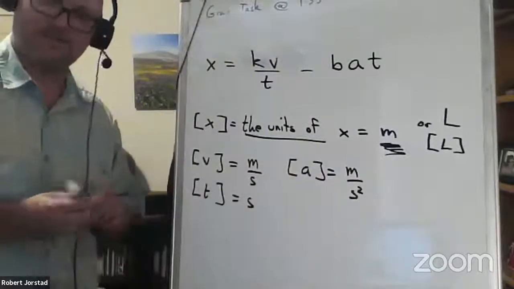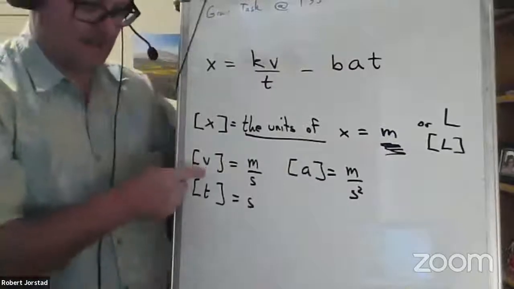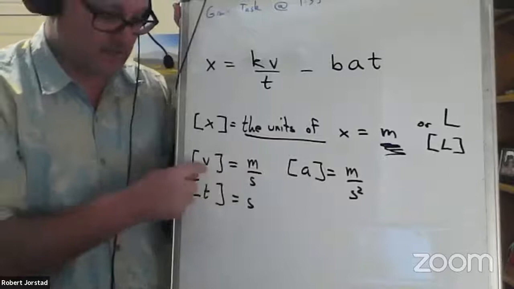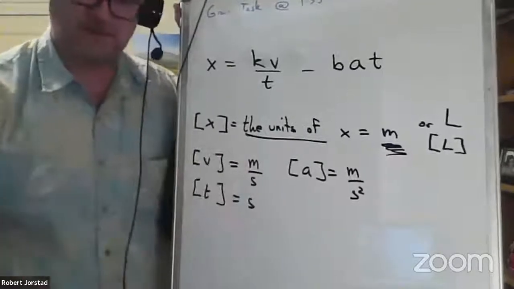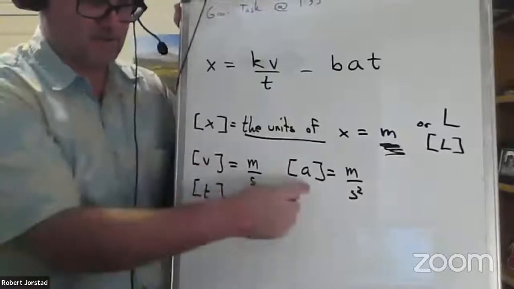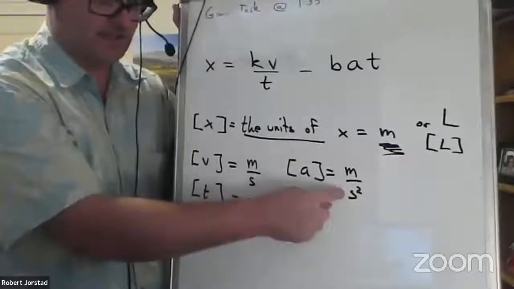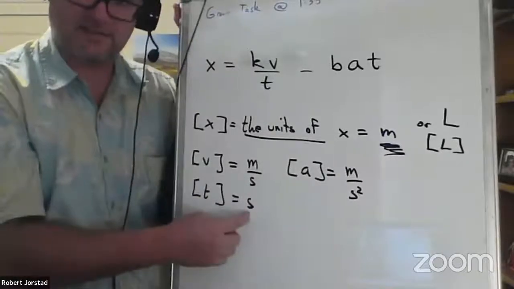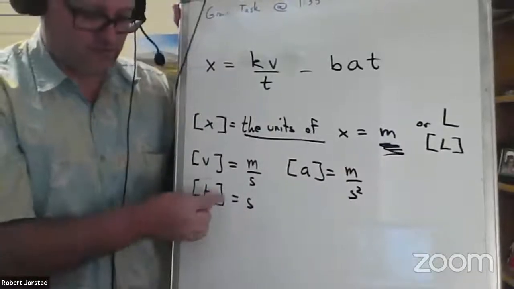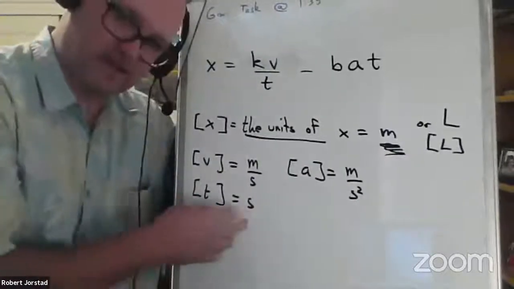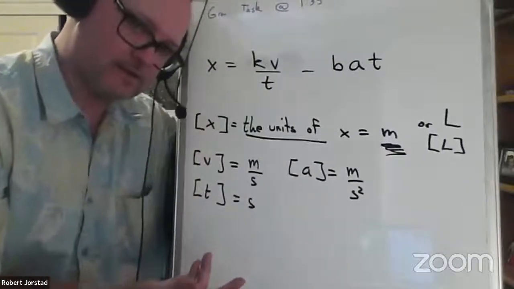So notice this is not saying velocity is meters per second squared. It's saying the units of velocity are meters per second. The units of acceleration are meters per second squared. And time has units of seconds. So when we do these goofy square brackets, that's what allows you to write the units without the number that's supposed to go with it.